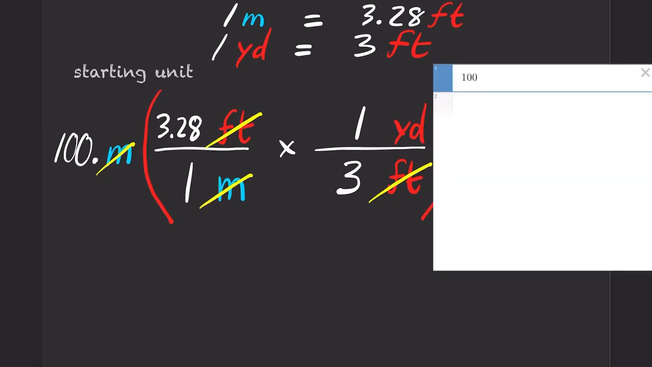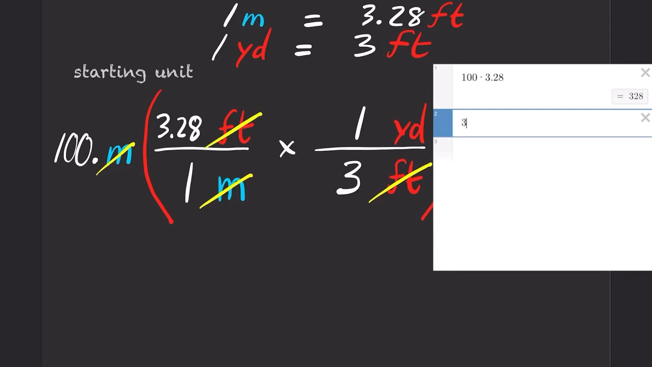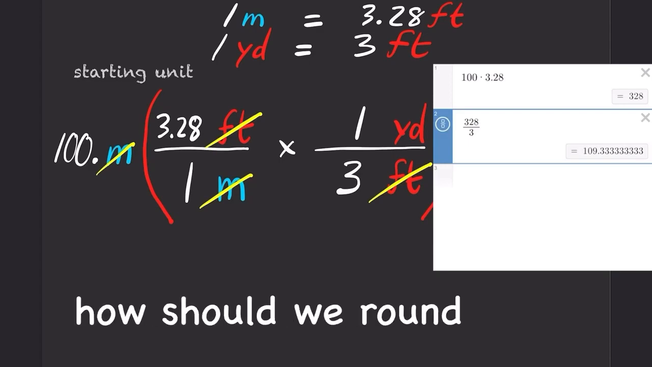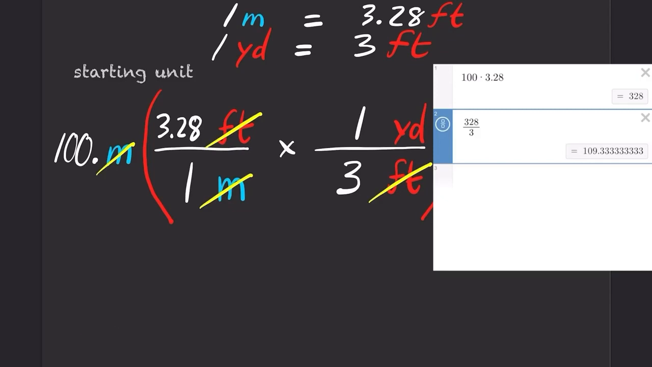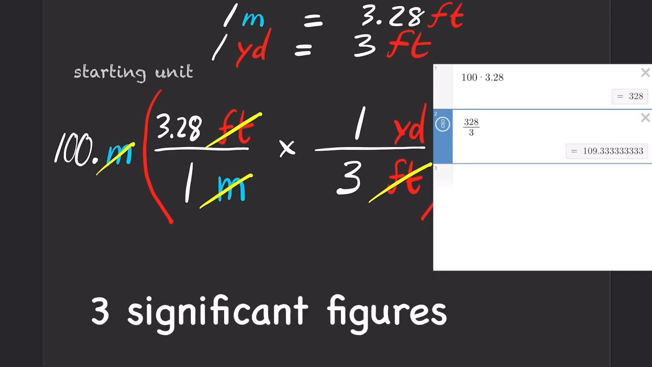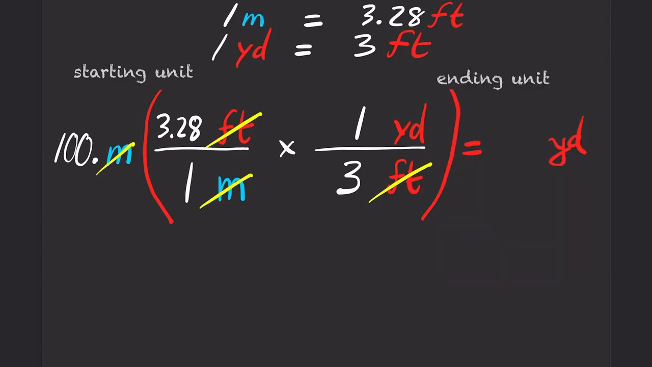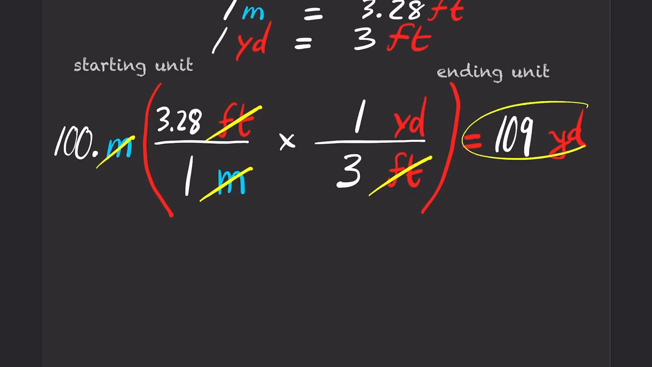Now, plug the numbers into your calculator. Take the starting number 100, multiply by any numbers on the top, and divide the answer by any numbers on the bottom. Our calculator gives us 109.33333. How should we round this answer? Since our measurement with the least number of significant figures has 3 significant figures, we will round to 3 significant figures. So our answer is 109 yards.